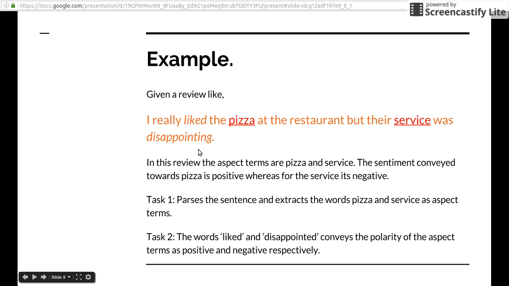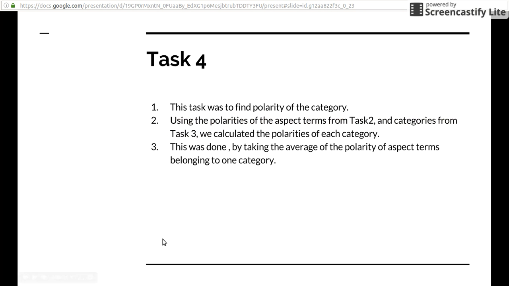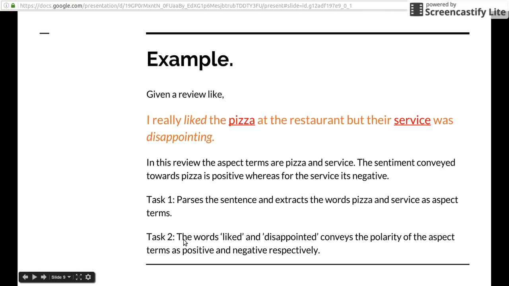Task 1 parses the sentence and extracts the words pizza and service, depending on the dependency relation in this sentence as well as the parts of speech of each word. After we get these two words, pizza and service, we parse the sentence again and we notice that the word liked is linked with the word pizza and the word disappointing is linked with the word service. Liked conveys a positive sentiment towards pizza, whereas disappointing conveys a negative sentiment. This is utilized in task 2, which assigns positive polarity to the word pizza and negative polarity to the word service.